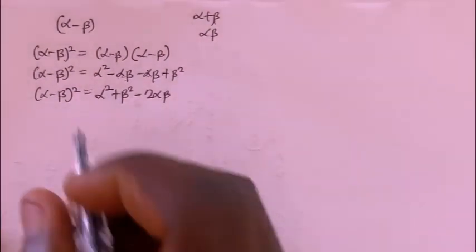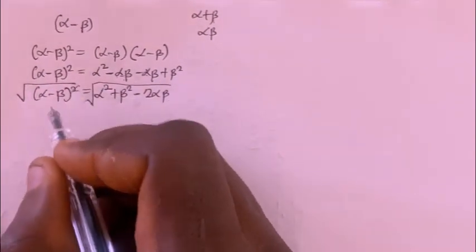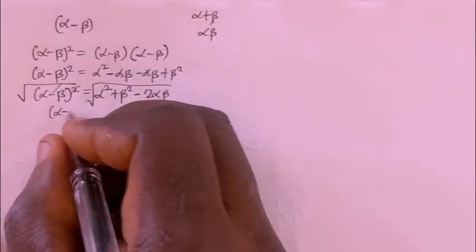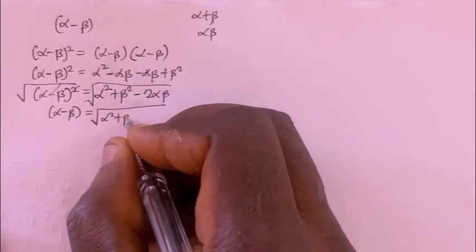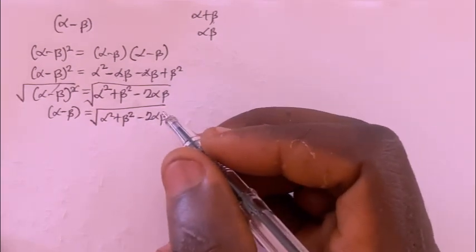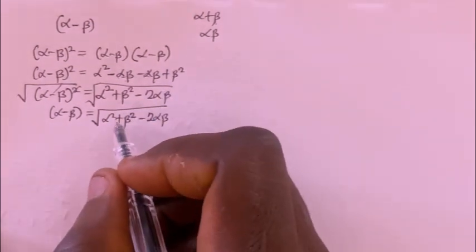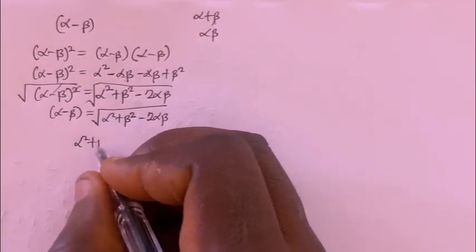Exactly. So now after that, I can just go ahead and square both sides. If I square both sides, this is canceling this, then I'm going to have alpha minus beta equal root of alpha squared plus beta squared minus 2 alpha beta. Exactly. And if you recall, we got an expression for alpha squared plus beta squared.